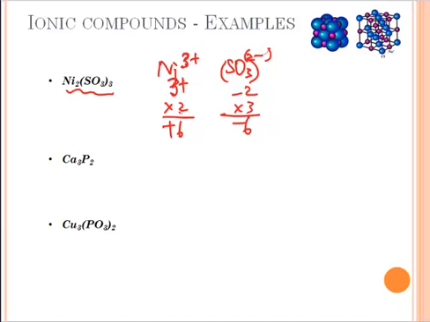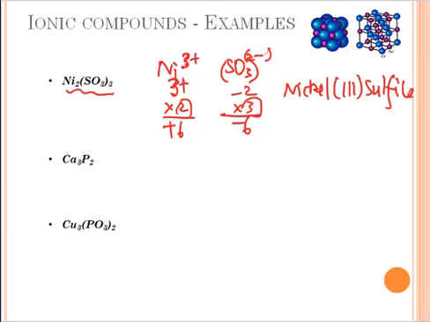So you put these two together. So that one will be called nickel 3 sulfate. Okay, so this one is going to be called nickel 3 sulfate. And right now let's take a look at this formula unit. You have a calcium and you have the phosphide.